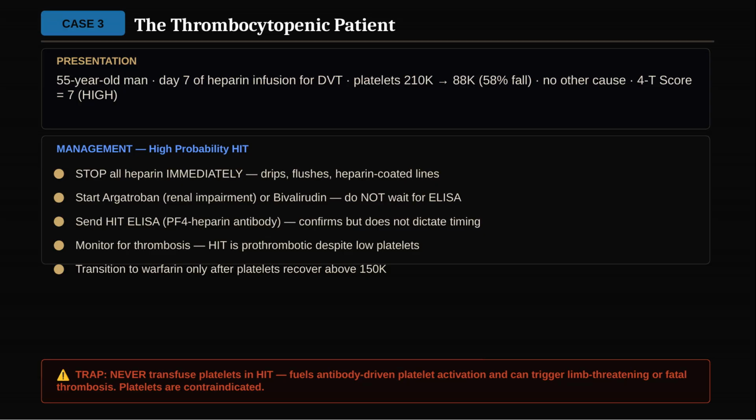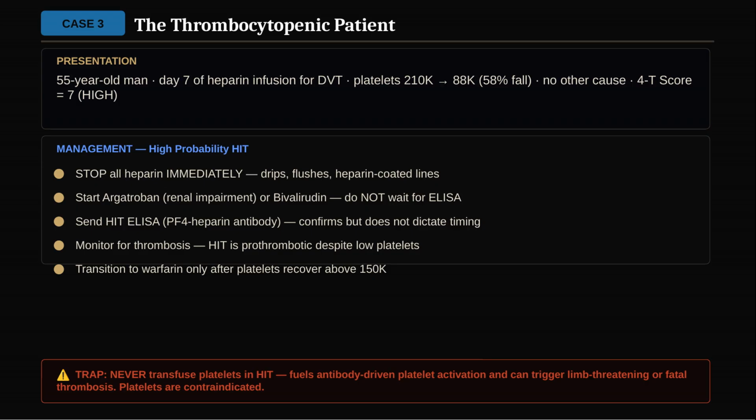A 55-year-old man is on day 7 of heparin infusion for DVT. Platelets have dropped from 200 to 80, a 58% fall, no other explanation. 4T score: thrombocytopenia, 2 points; timing, 2 points, classic day 5 to 10 fall; no thrombosis yet, 1 point; no other cause, 2 points. Total, 7. High probability HIT. Stop all heparin immediately: drips, flushes, heparin-coated lines.